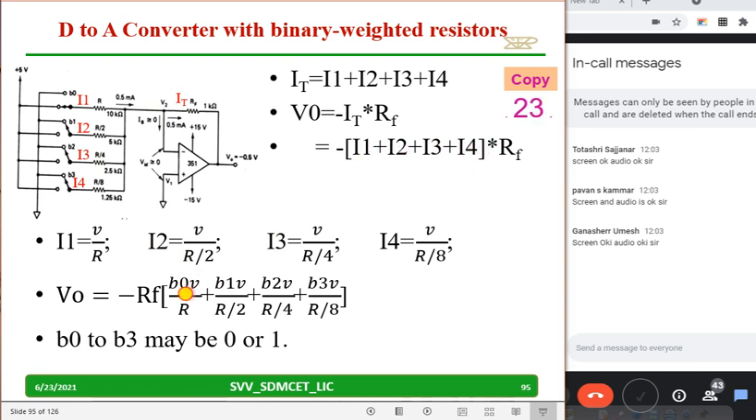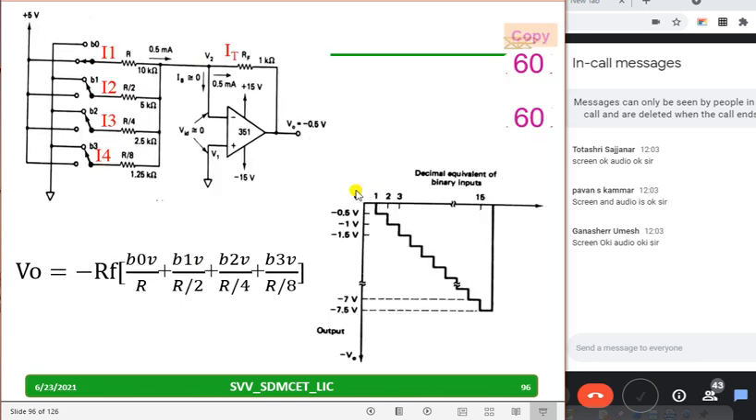Simply I am filling these values and rewriting V0 equals. In this, B0 up to B3 may have a 0 or 1 combination, means connected, not connected. Now by filling the values, these resistor values you know, for example RF is 1 kilo ohm, and R you can take 10 kilo ohm, R by 2 5 kilo ohm. Fill this, and you can vary the combination B0 to B3 as 0 and 1, and you will get these voltages. And again I am getting a negative voltage, the reason is I am having an inverting terminal.